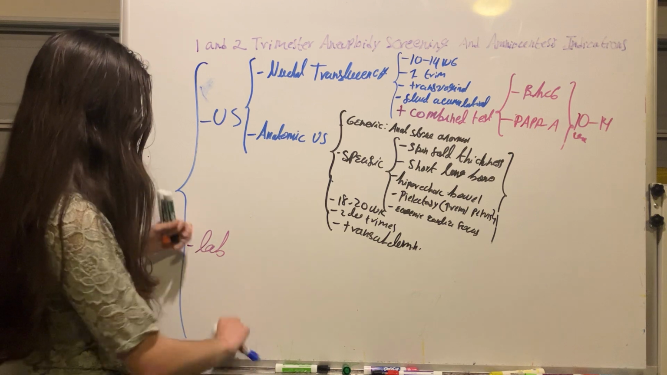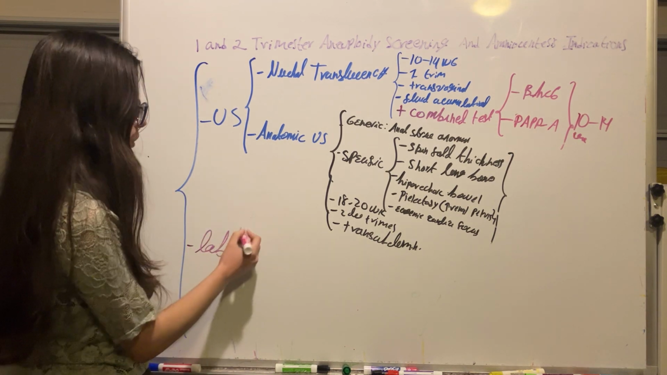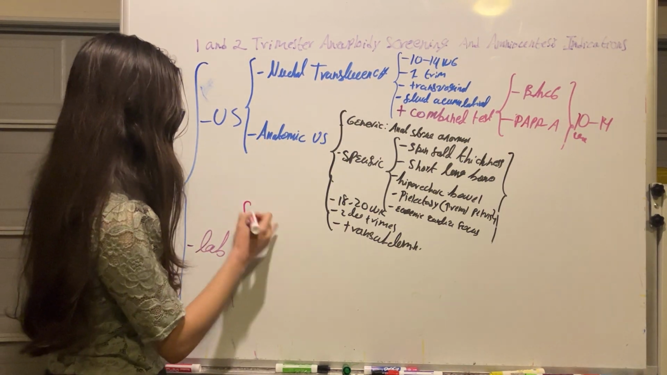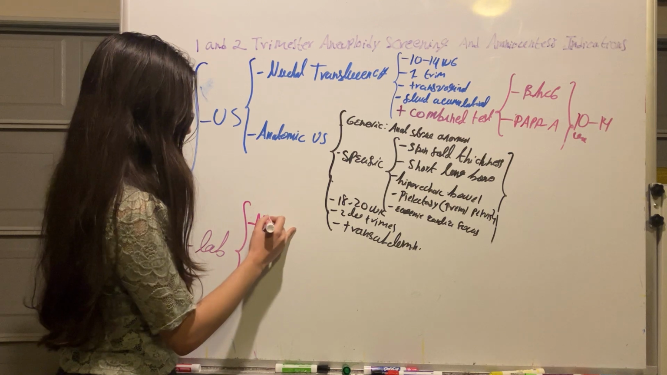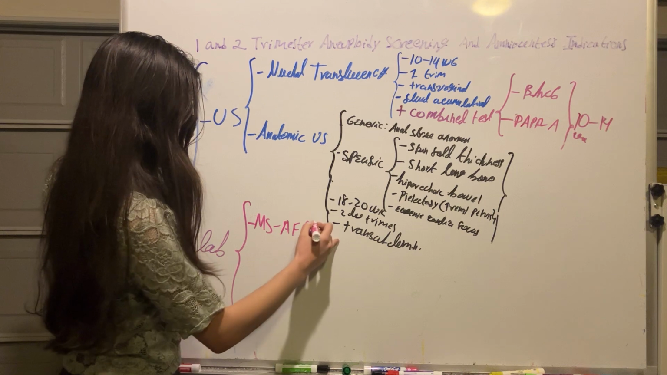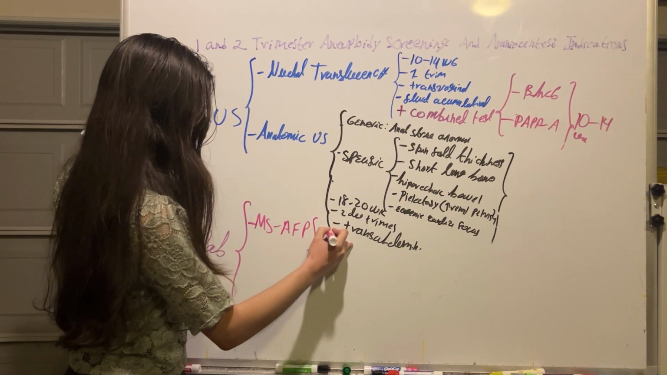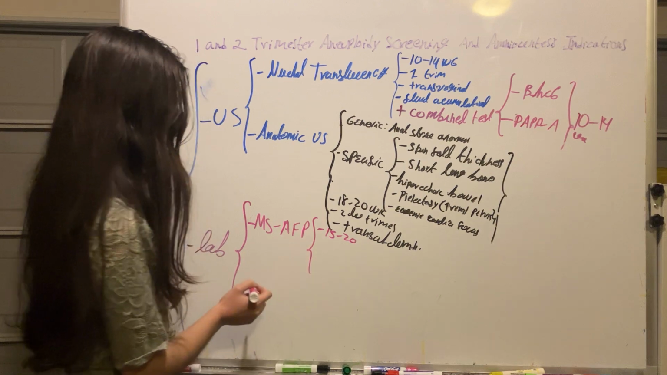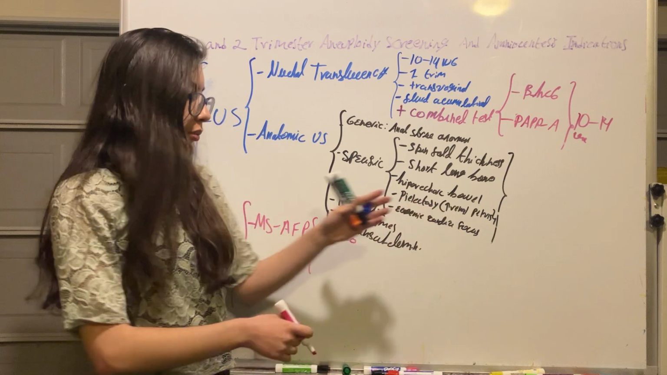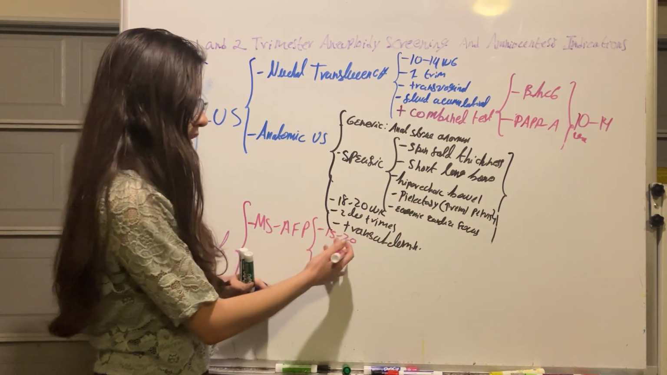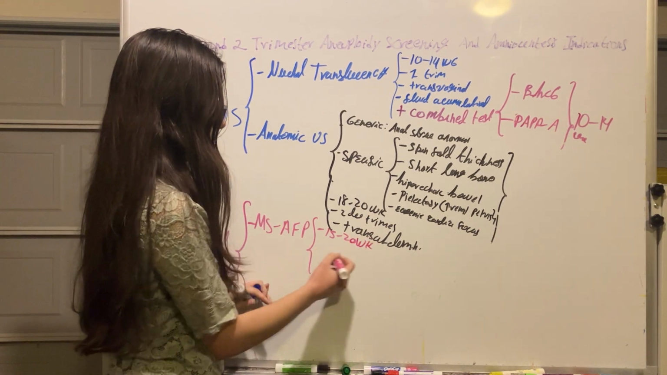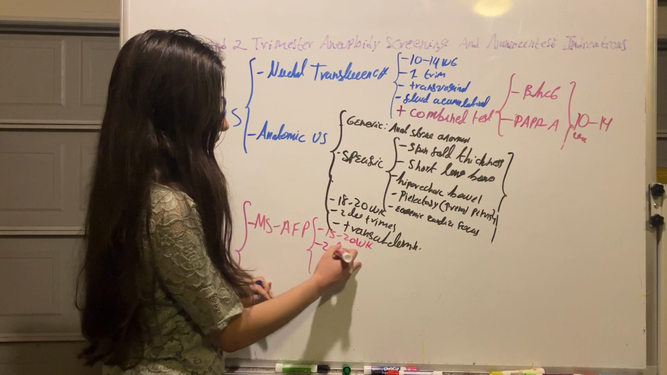And then lab test for aneuploidy screen is we can measure only the maternal serum alpha fetoprotein. This is done between 15 to 20 weeks gestation. Sometimes we can do it from 15 to 23 week gestation, but roughly we will say 15 to 20 weeks gestation. So this is done during the second trimester.